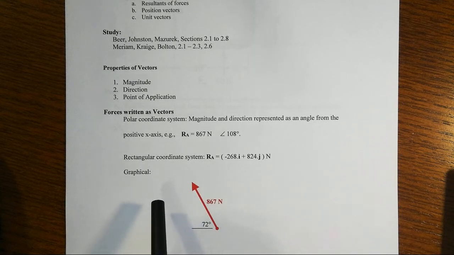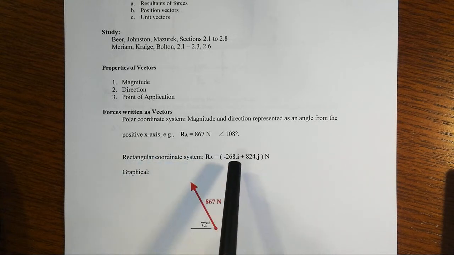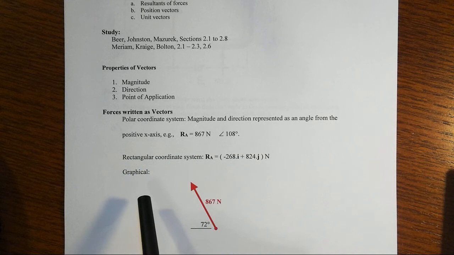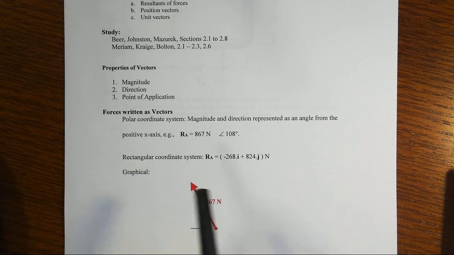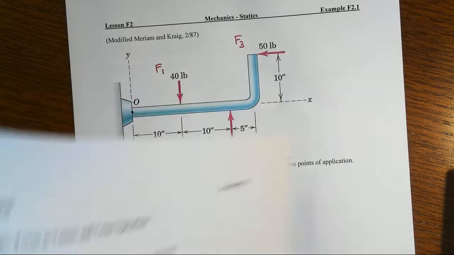Last time we talked about the polar coordinate system version of this, the rectangular coordinate system, which is also sometimes called the component system with I and J bases or the components there, and then a true graphical, which would be a draw-to-scale kind of approach.